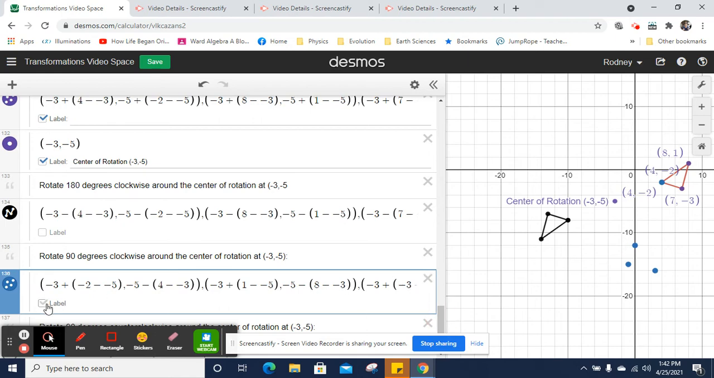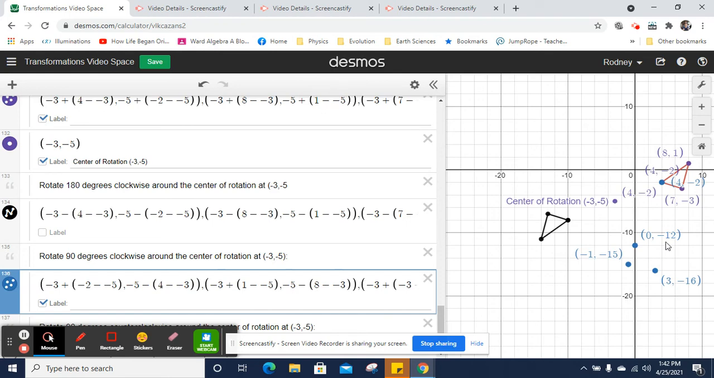So let's go ahead and label those points. So we're at 0, -12. So 4, -2 became 0, -12. 8, 1 became 3, -16. And 7, -3 became -1, -15. And we have all those points.